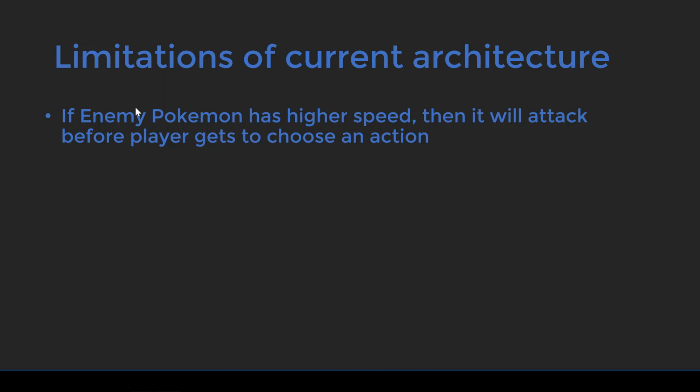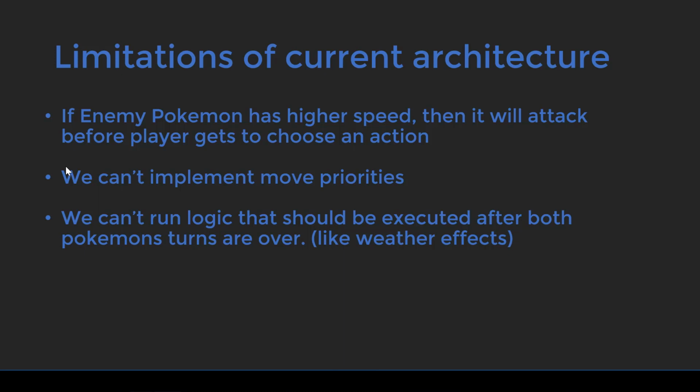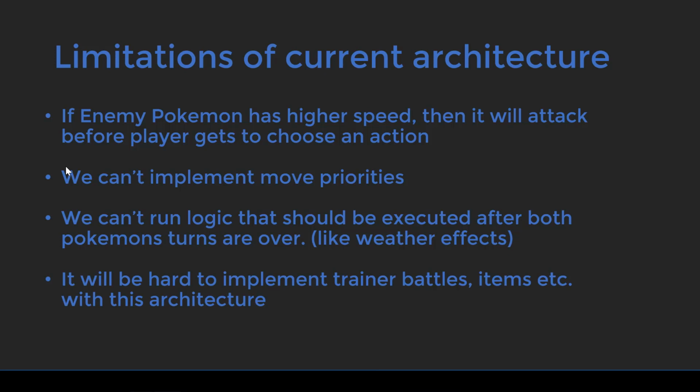The first limitation is if the enemy Pokemon has higher speed, then it'll attack before the player even gets to choose an action. But that's not how it happens in the actual game. The player should be able to do actions like switching Pokemon or using items, even if the enemy Pokemon has a higher speed. The second limitation is we can't implement move priorities, so with this architecture we can't implement moves like quick attack. Another limitation is that we can't run logic that should happen after both Pokemon's turns are over. And finally, it'll be hard to implement a lot of features in the future like trainer battles and items.